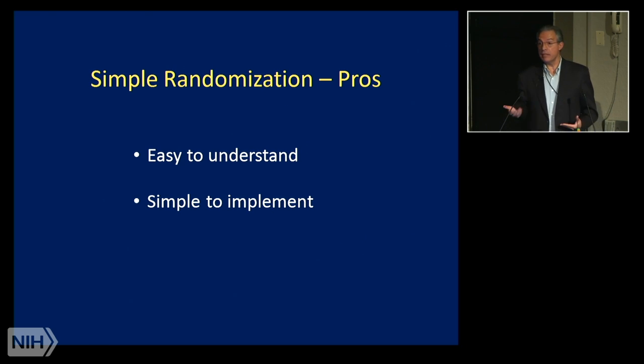But basically, they're doing that. They are programmed to toss a coin, or to act as if they were tossing a coin. So what are the pros of simple randomization? They're easy to understand. Oh, how did you assign? Well, it's like tossing a coin.